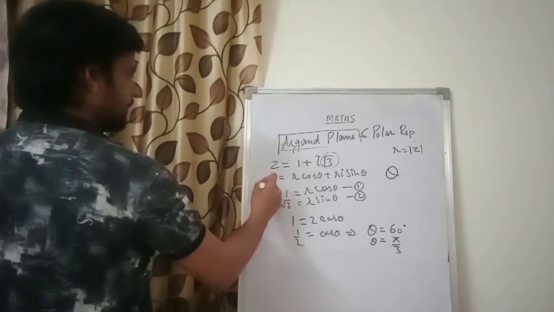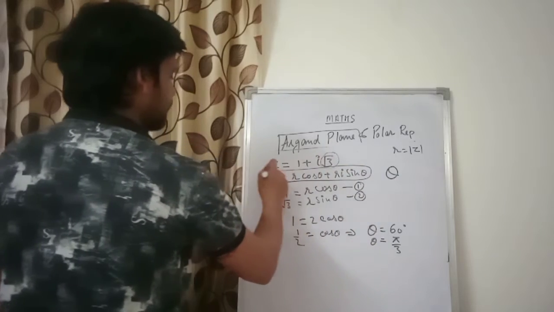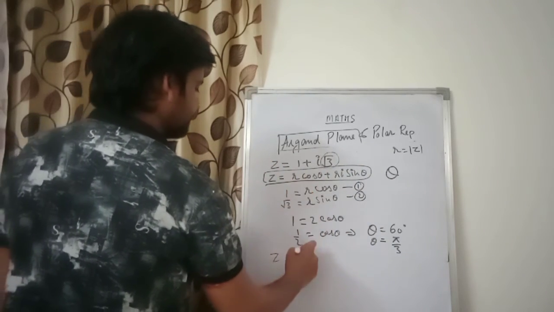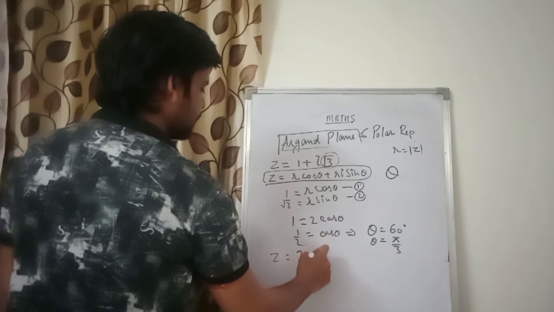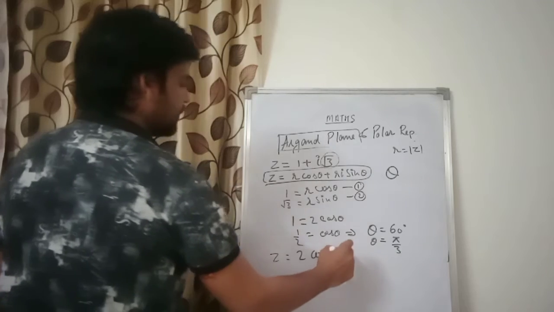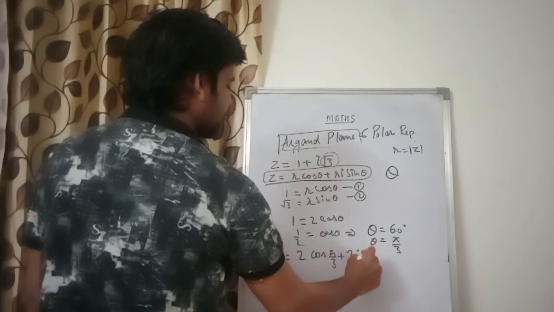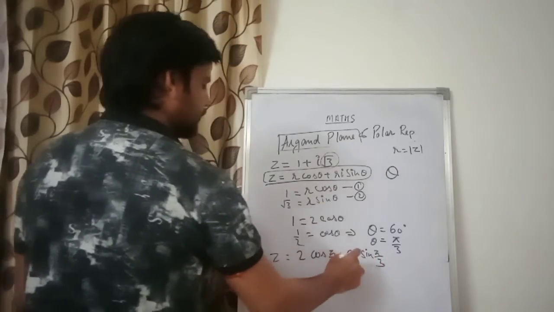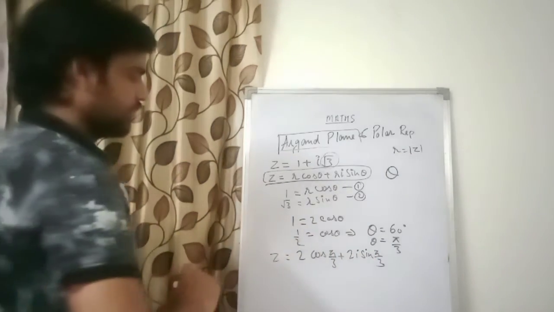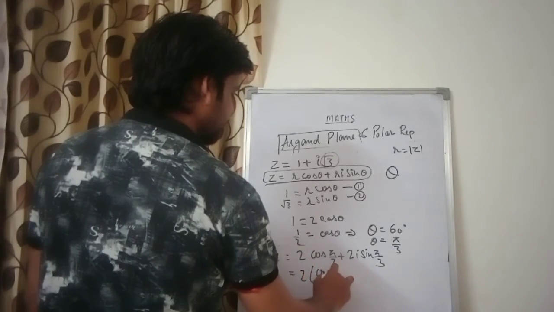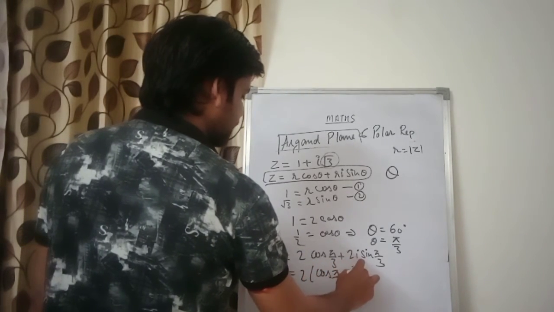So now we know this polar form, and we can write it like this: z equals r, which is 2, cos pi by 3 plus 2 i sin pi by 3. We can take 2 common from both the terms. It will be 2 times cos pi by 3 plus i sin pi by 3.